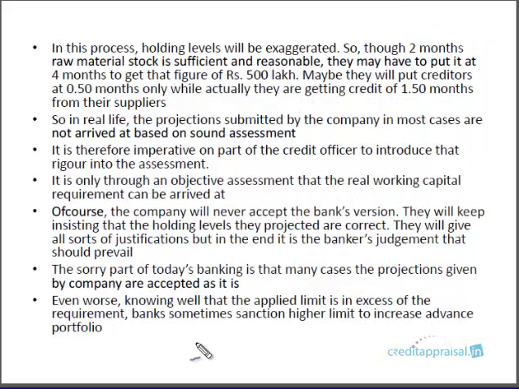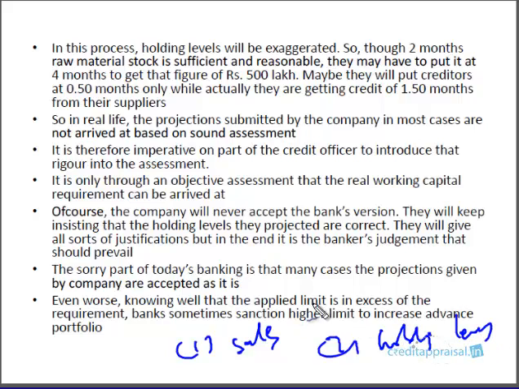Obviously in this process, the 2 points which we consider, that's the sales and the holding levels, obviously these are going to be exaggerated. So if really the company requires only 300 lakhs, but they are applying for 500 lakhs, then definitely they have to show a higher sales figure and higher holding levels. So they will twist the figures. This is what they are going to do.